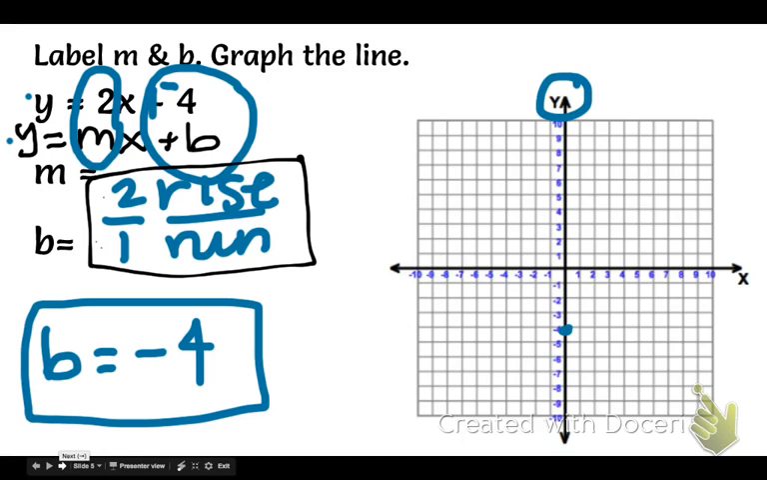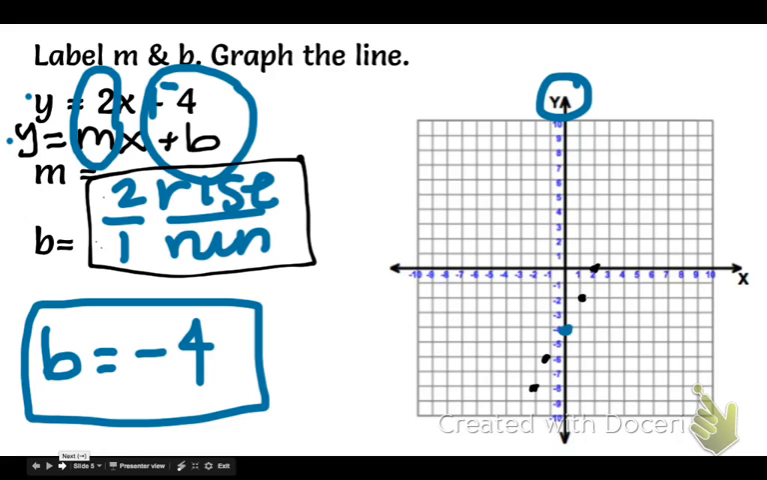And then the run value is 1. If it's positive, I'll go to the right. If it's negative, I'll go to the left. Because both of these values are positive, I'm going to go up 2, and in this case, right 1. Up 2, right 1. I can continue my pattern, and hopefully you'll see that my points are falling on what appears to be a straight line. I can put some points on the left of the y-intercept by doing the opposite motion. So instead of going up, I can go down 2, and instead of going right, I'll go left 1. So I can go down 2, left 1, down 2, left 1.